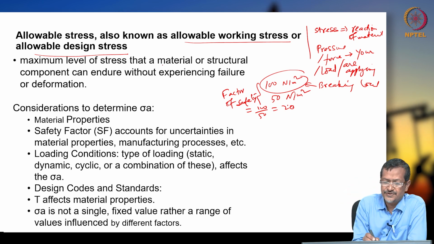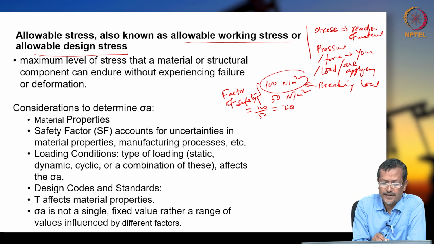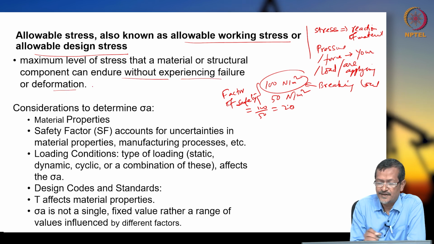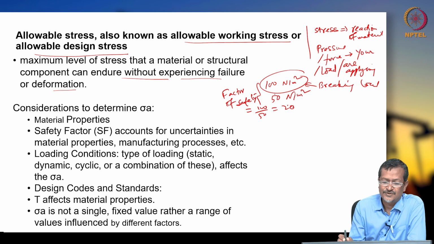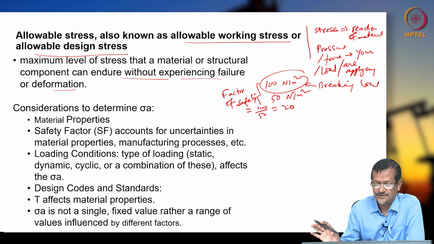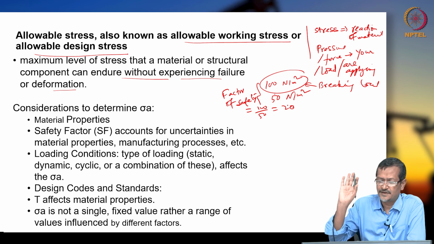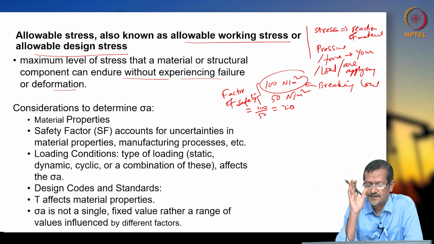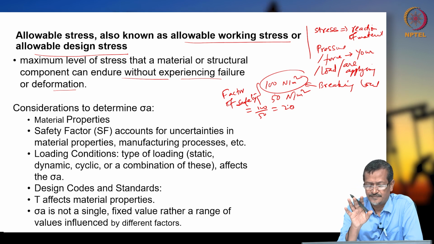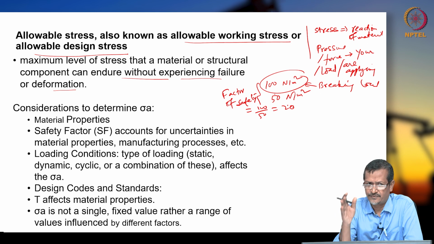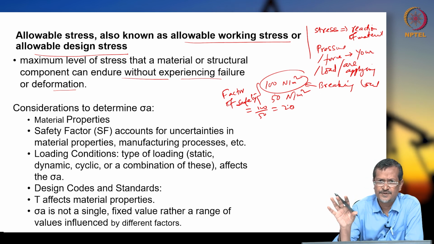So allowable stress is the maximum level of stress that a material or structural component can endure without experiencing failure or deformation. So how much are you applying? You are applying 50 actually. So that is your allowable stress. You are allowing this much. But the maximum can be 100, 200, 300 maybe. But I am telling the user, okay, use only 50. If they are crossing also, they are violating my norm, 50 to 60, still things will be safe.